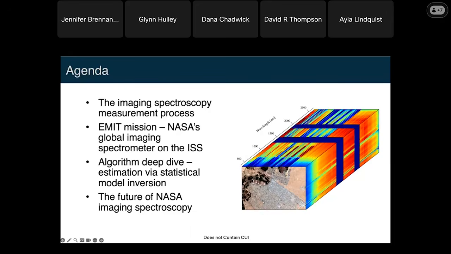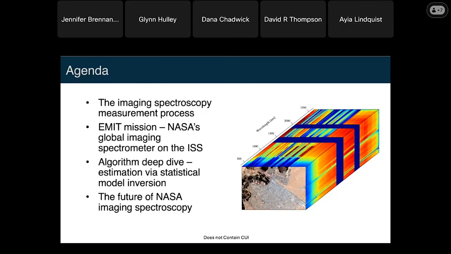So again, the agenda, I'm going to talk about the measurement process, walk you through what that looks like for the case of the EMIT mission, and then go into a little bit deeper dive on algorithms, in particular how we estimate or how we invert physical models to fit spectra. And I'll talk specifically about atmospheric correction, which is a really important operation that many people have asked about already, to give us an idea of how that works in the case of imaging spectroscopy.